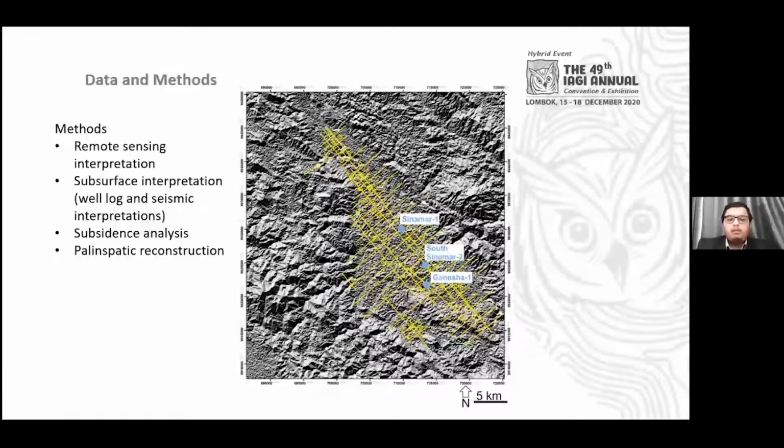The method we used was first the remote sensing interpretation. We identified surface fault lineaments using the DEM data. And then we did subsurface interpretation. In this context, we used well log and seismic interpretations. And then we also performed the subsidence analysis to construct the subsidence mechanisms. And then lastly, we performed paleo-stress reconstructions to reconstruct the fault development in the study area.